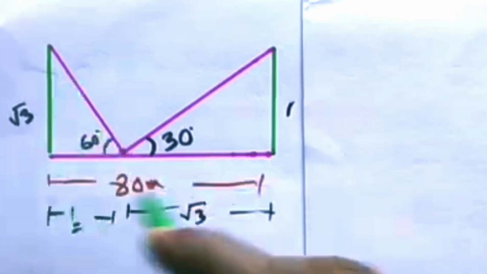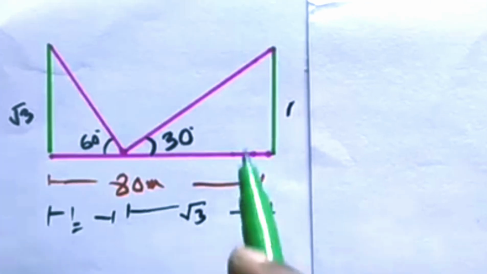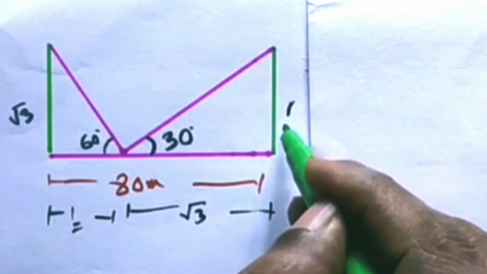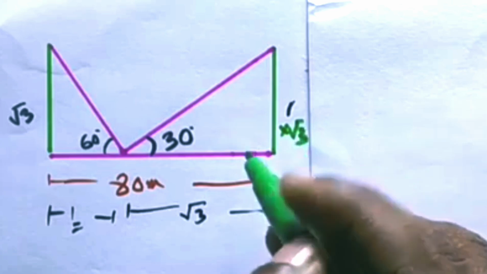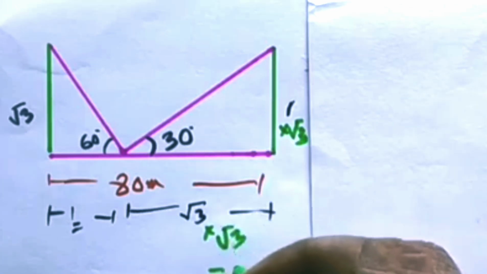We have drawn the diagram. These are the two poles. So for poles of equal height, this value must be the same. So we multiply it with root 3 to make it equal, and here also we multiply with root 3 to make it 3. Root 3 into root 3 is 3.